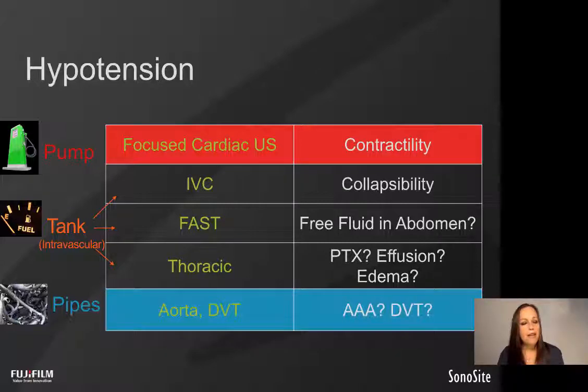Now finally are the pipes, the aorta and the DVT. The questions that we are looking for: is there a AAA or is there a deep vein thrombosis? Now, you're looking at this lecture and you remember that this is a pediatric RUSH protocol lecture. Now, this is obviously less common in our pediatric patients, and I'll show you that we generally don't need to include this aspect of the RUSH protocol.